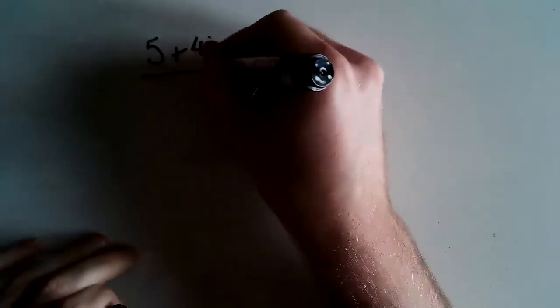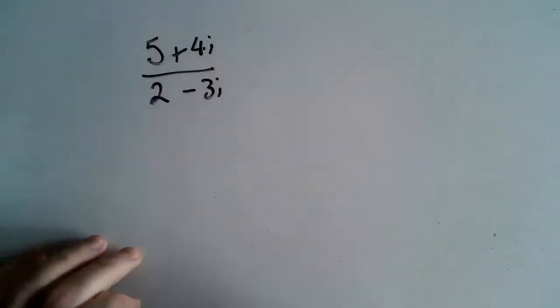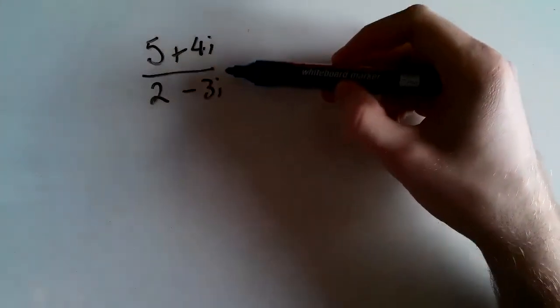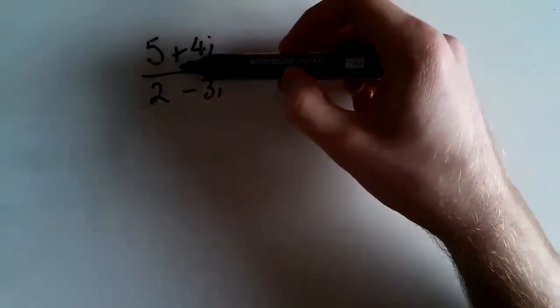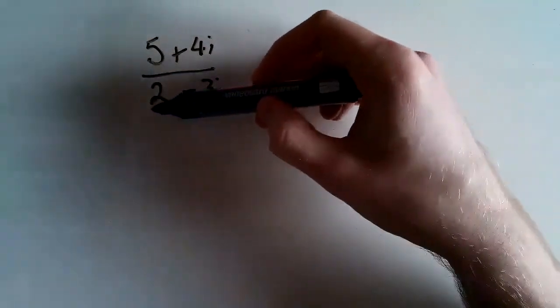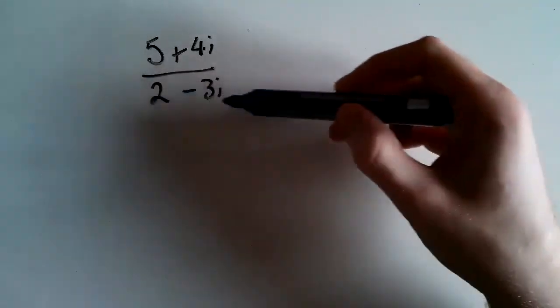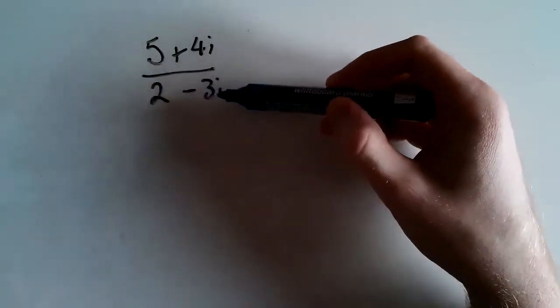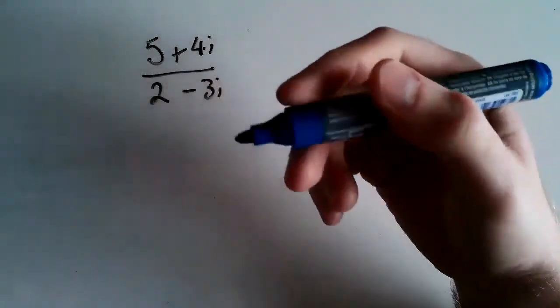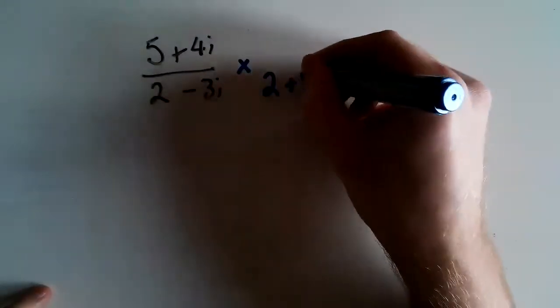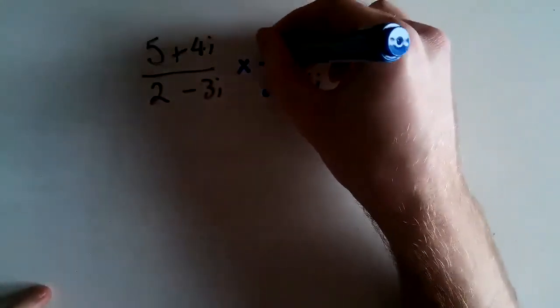So let's do 5 plus 4i divided by 2 minus 3i. Okay, well, the first thing to do is both of them are complex numbers, but if I divide by a whole number or any real number, I can do that easily. So it's the bottom bit that I need to get rid of. I don't like having complex numbers in the bottom of fractions, just like we don't like having surds on the bottom of fractions. So I'm going to times by the conjugate of the bottom. So 2 plus 3i on the top, 2 plus 3i.